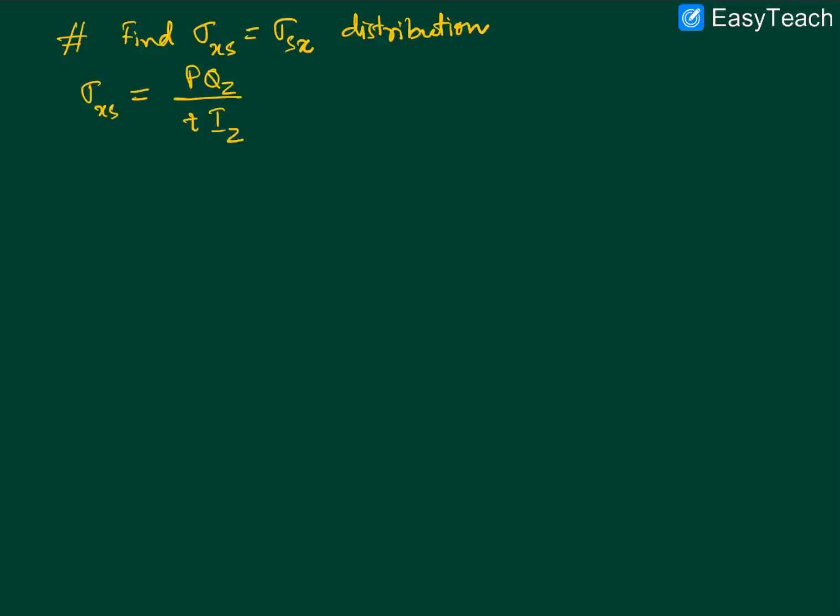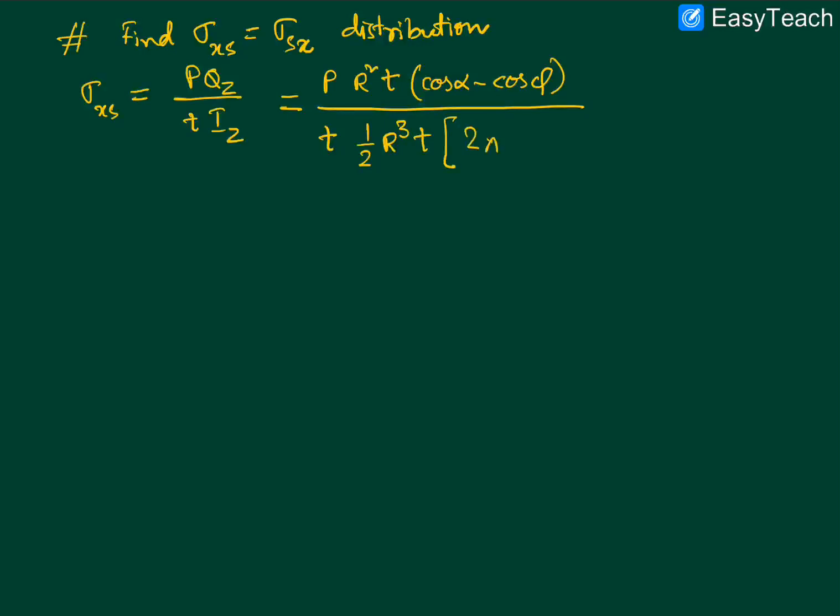So if we put down the values of qz and iz, what we would obtain is p times r squared t (cos alpha minus cos phi) divided by t, and the expression for iz was half r cube t (twice pi minus twice alpha plus sine 2 alpha).